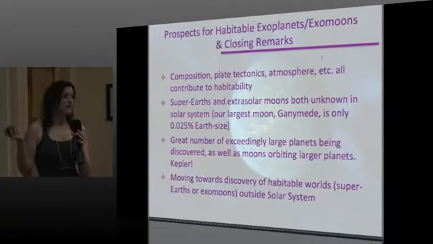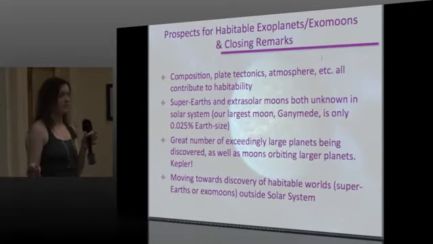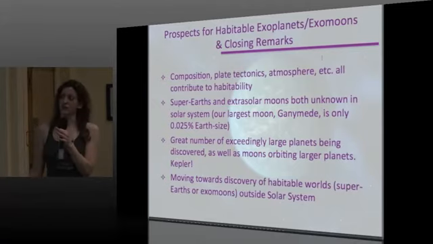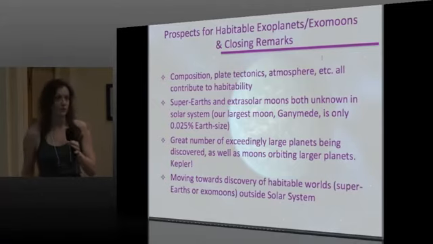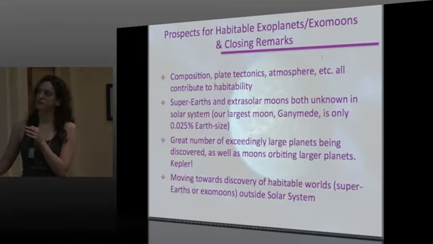Thanks to Kepler, we are discovering a whole lot of planets, and we have all these great ways to detect exoplanets right now. We have Doppler wobble, we have transit data, all this sort of stuff. And hopefully science will keep going, and we will eventually find a habitable exoplanet or exomoon.